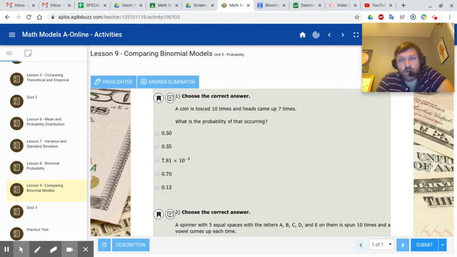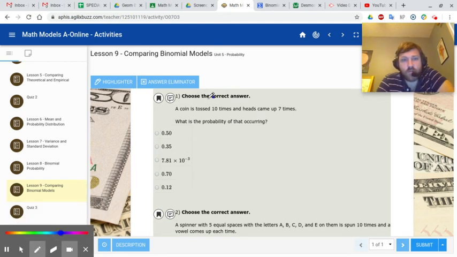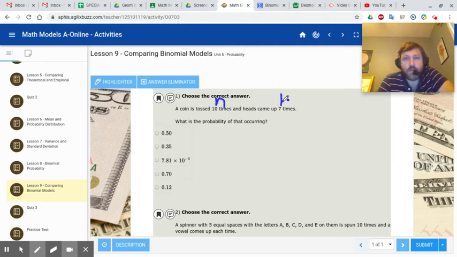A coin is tossed 10 times and came up 7 times. What's the probability of that occurring? So if you remember, we're looking for n, which in this case is the number of times something happens, k, which is the number of times we want it to happen, and then the probability, which is our p. So in this situation, we have an n of 10.